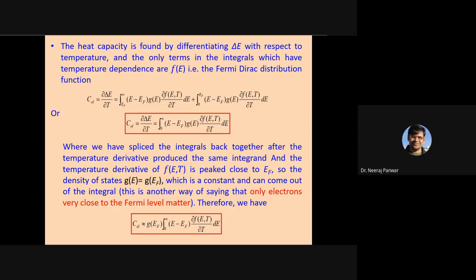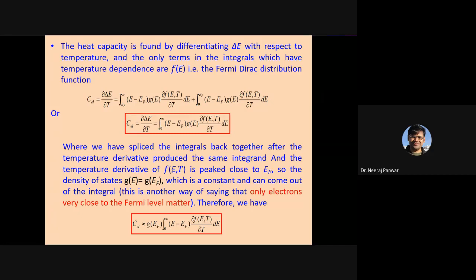Quantitatively, now we need to understand it again, and we need to solve it further so that we can simplify it and calculate the electronic contribution to the specific heat. So we have mixed the two integrals back together after the temperature derivative produces the same integrand. Here the integrand is the same, so we have mixed the two integrals. And the temperature derivative of f of E.